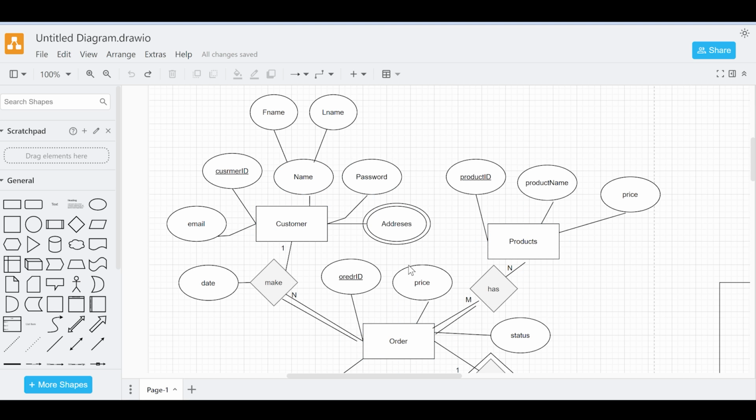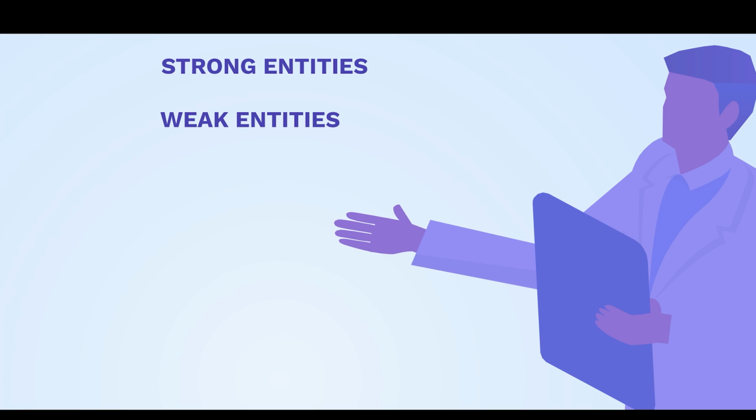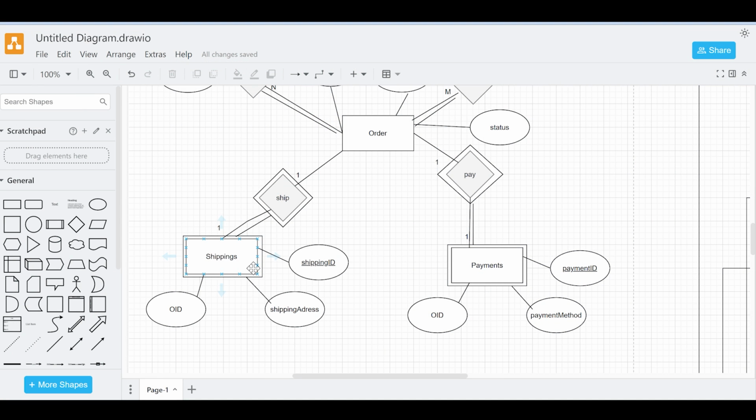We will map all of them, and regarding the addresses multi-valued attribute, we will not map it because it has a separate rule. We will discuss it later. So we made three tables for the three strong entities. We put the name of them at the top, then we add the attributes, and we put a line beneath the primary key. The second rule is that we map the weak entities. We have two weak entities: shippings entity and payments entity, and there is no difference from mapping strong entities.